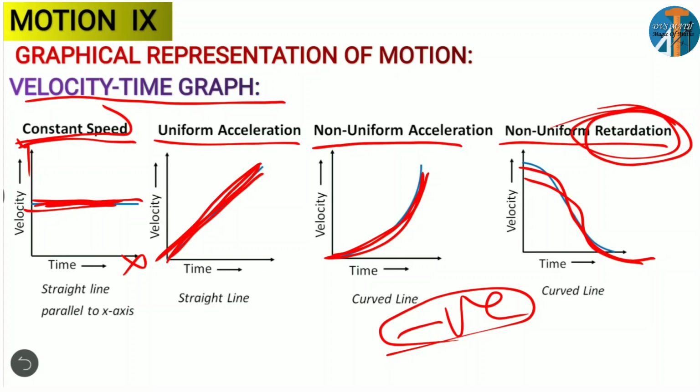So this is about the graphical representation of motion. Number one, the distance-time graph; next, the velocity-time graph. In the distance-time graph, we learnt about uniform and non-uniform motion. In the velocity-time graph, we learnt about constant speed, uniform acceleration, non-uniform acceleration and non-uniform retardation. Again, I am repeating, retardation means negative acceleration.